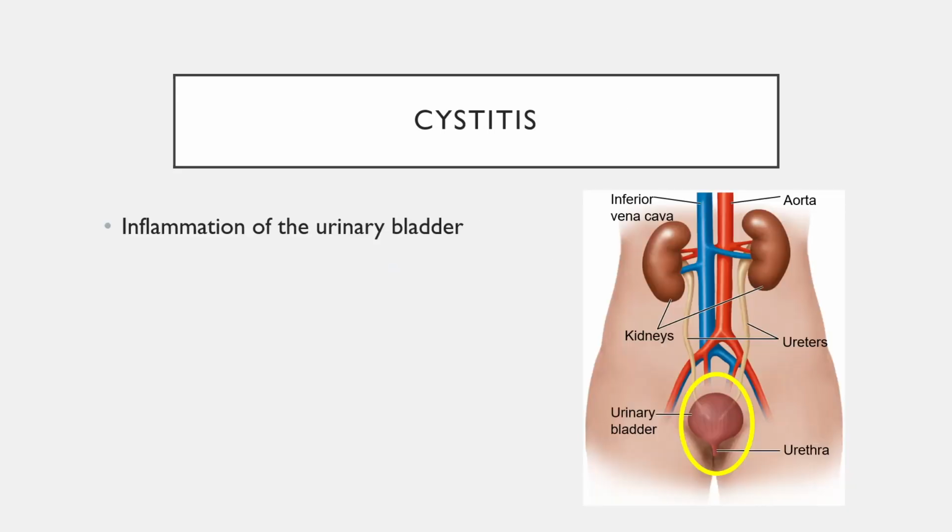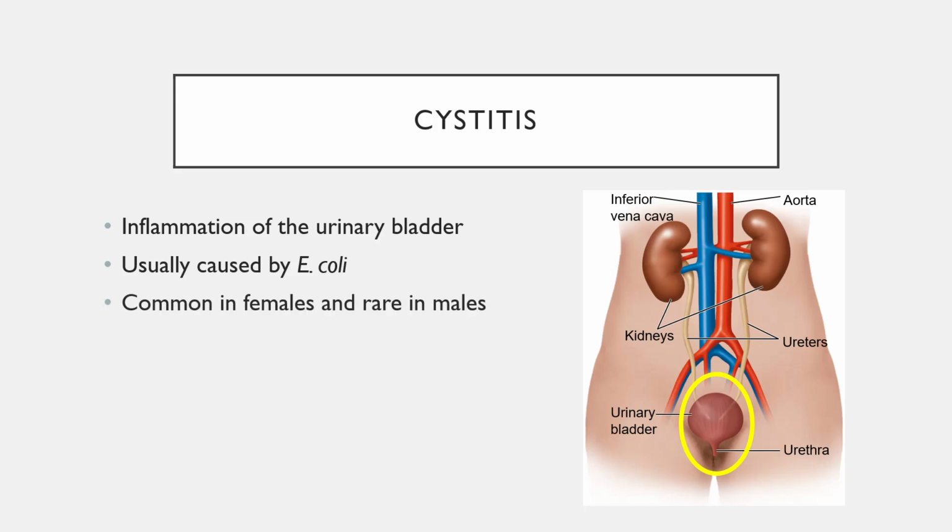Cystitis is inflammation of the urinary bladder, and by far it is usually caused by E. coli, Escherichia coli, which we know is a normal member of our digestive microbiome, so it's found in the intestines. And this is one reason why E. coli is the main pathogen that causes cystitis, and why this disease is more common in females as compared to males, because females have a much shorter urethra than men, on average 2 inches as compared to 8 inches in men, and the female opening of the urethra is also closer to the anus than in men.